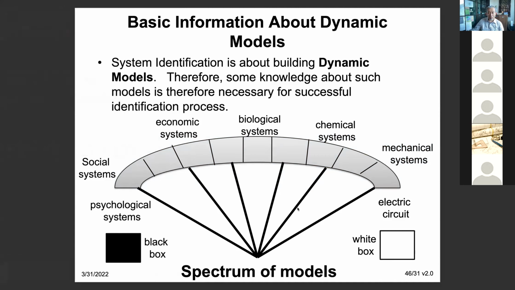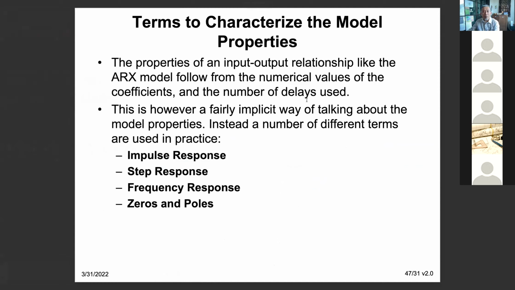System ID is about building dynamic models. Therefore, early knowledge is necessary for a successful identification process. Terms characterize the model properties, for example the ARX model, which we will learn in chapter 3, auto-regressive exogenous model, which follows from the numerical values of the coefficients and the number of delays used. This is considered a parametric model. However, it can also be verified and validated using other terms such as impulse response, step response, frequency response, and zeros and poles of transfer functions.